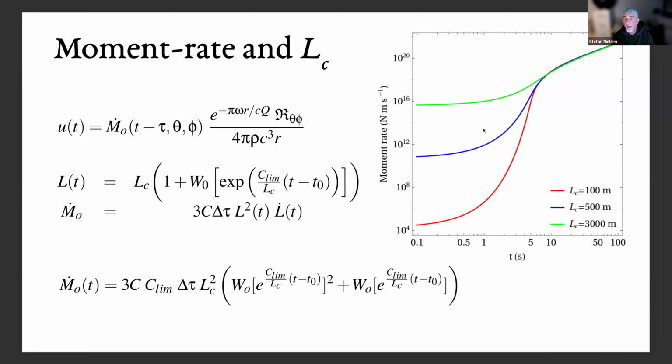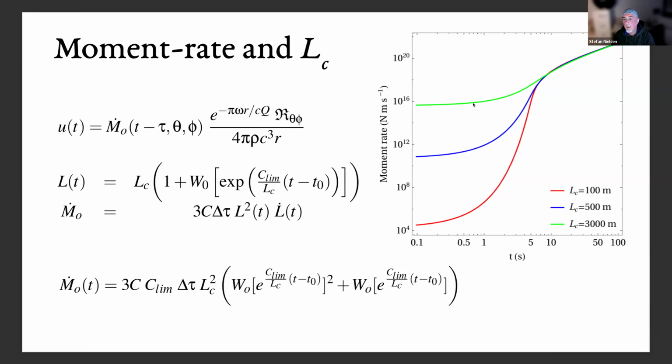And if I plot it, I get these curves, which I plotted for 3 different sizes. So the smallest one is a 100 meter nucleation patch, the intermediate one is 500 meters, and the largest one is 3,000 meters. And so the radiation that you would see in the far field due to this changing moment rate, you see that it starts lower for a smaller fault, but it accelerates faster, okay?